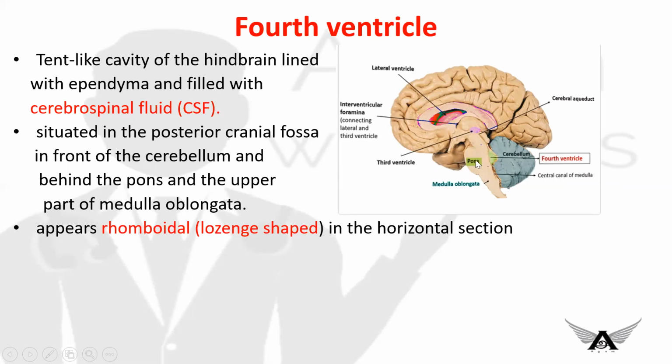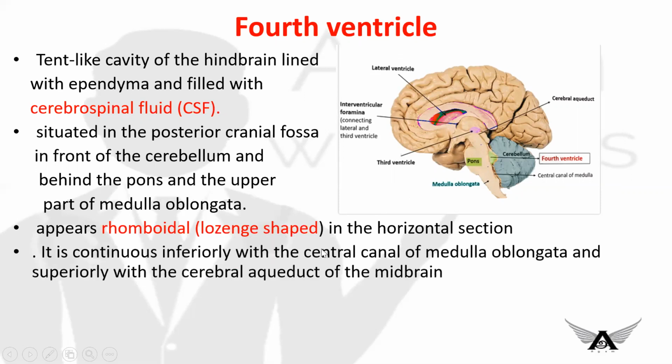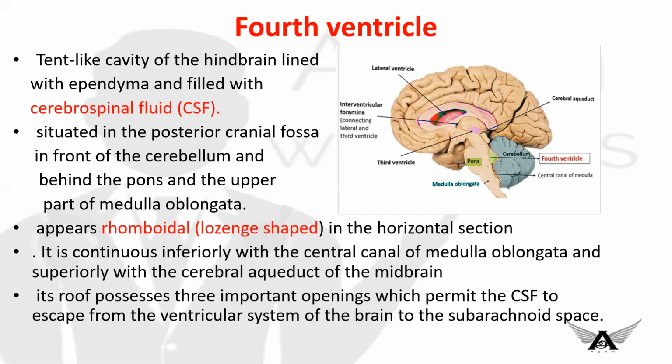So, in front of the cerebellum, behind the pons. It appears as rhomboidal or lozenge shape in horizontal section. So in horizontal section, it appears as rhomboidal. You know rhombus in maths, no? Four-sided thing. It's diamond shaped. Rhomboidal or lozenge shape in horizontal section.